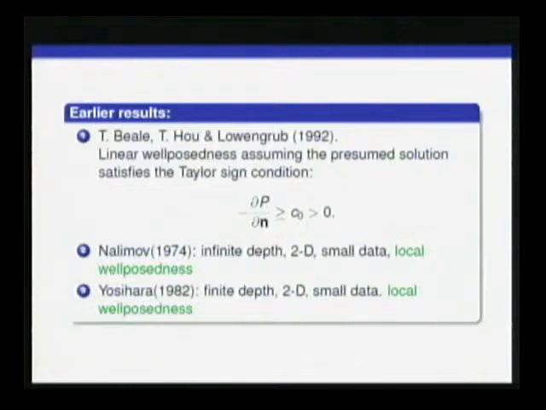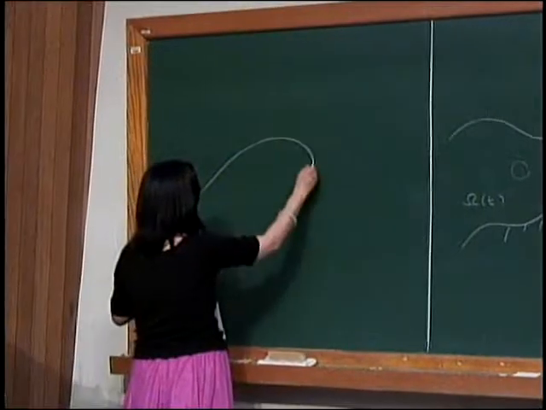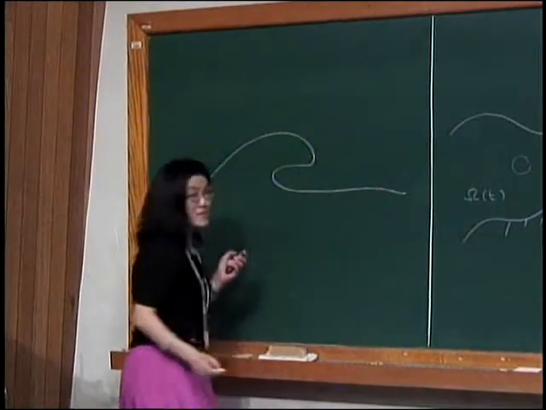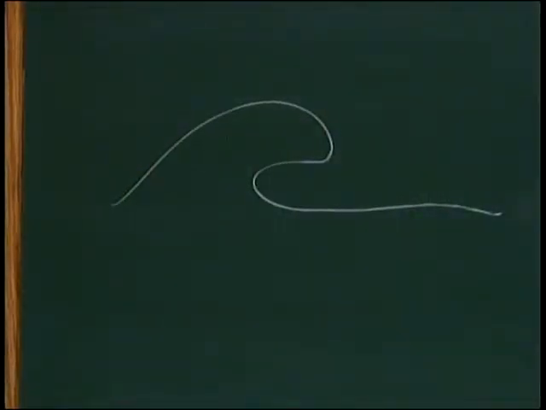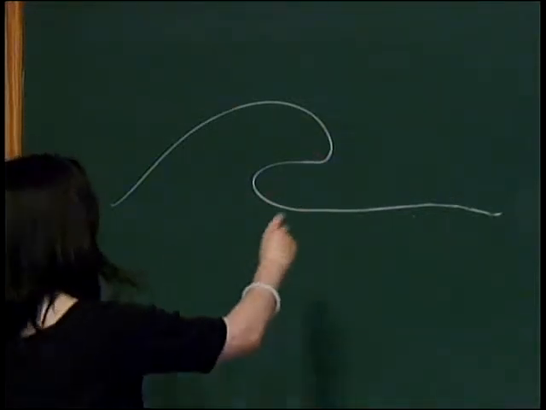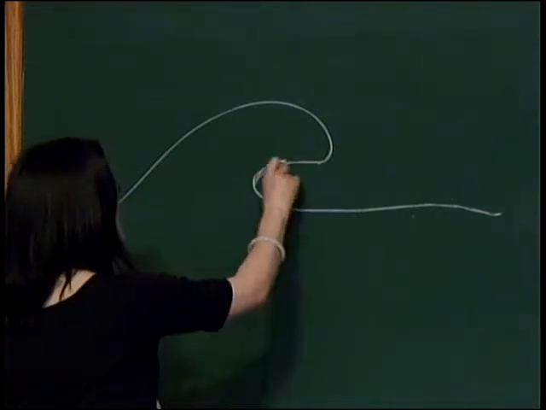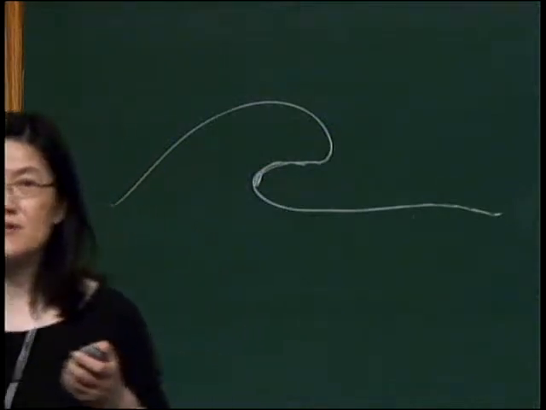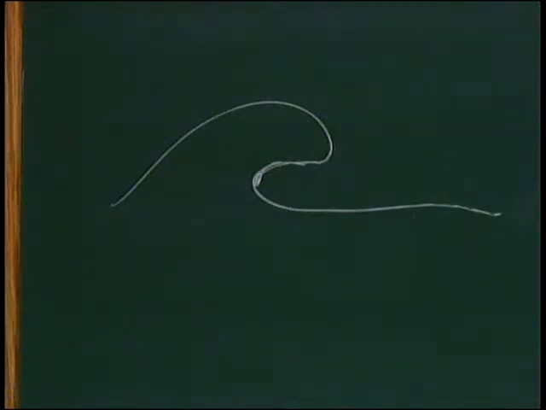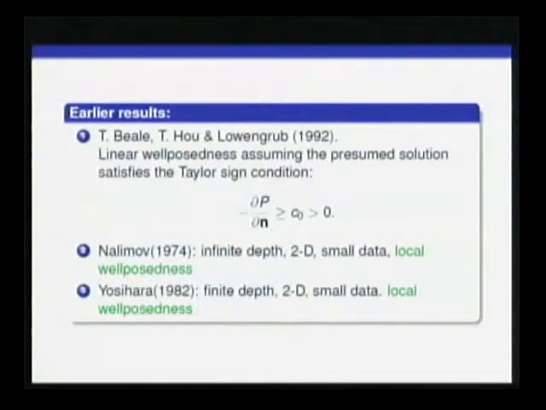Actually, your wave can really overturn like this, and this is also well posed. This is not surprising, right? Because this is really the reason why you can surf. A surfer can surf because this surface is smooth, so they can stand there, and the wave is not going to clap on top of them. This is really what the Taylor sign condition means.